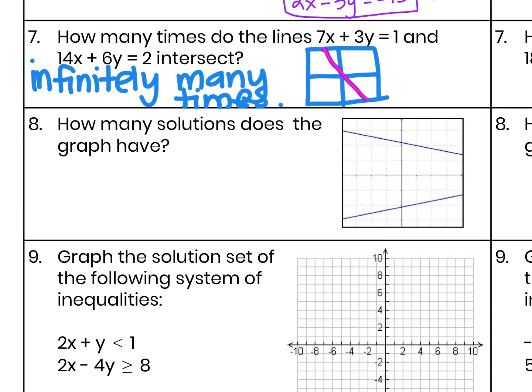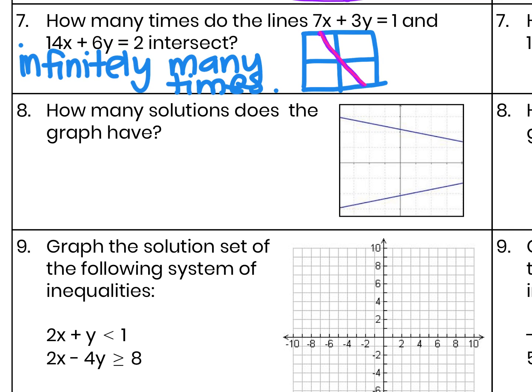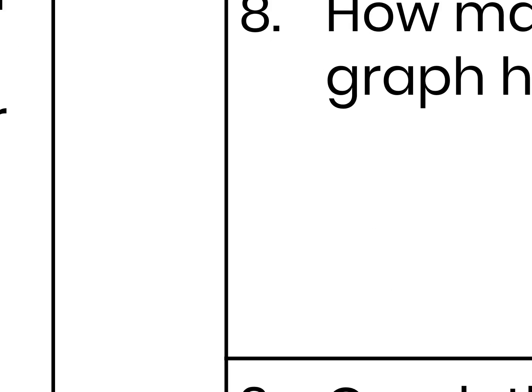Okay, number 8. How many solutions does the graph have? So remember, just to review, the solutions are going to be where they intersect. There's only 3 options.